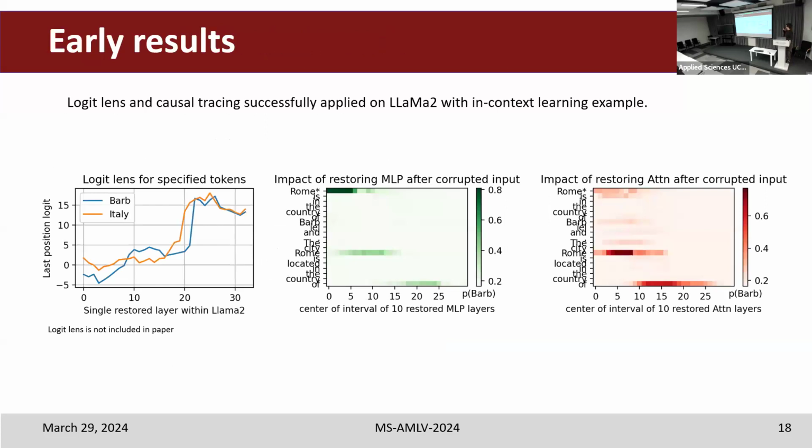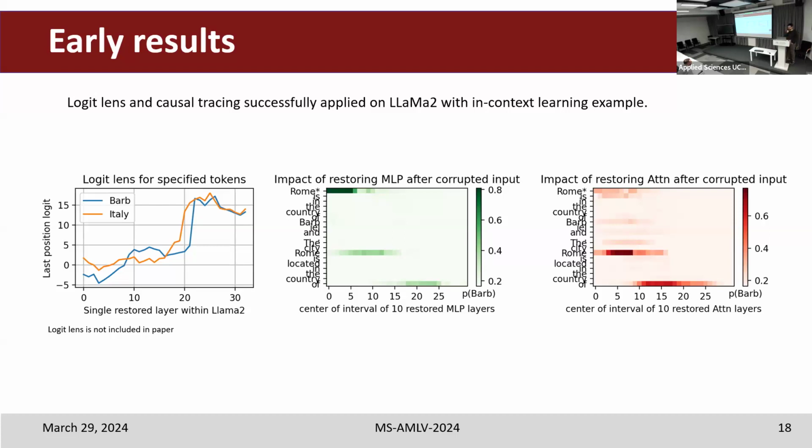This is our early results. We conducted several experiments with in-context learning, where we altered the ROMI location and altered that from Italy to Barbland. We also noised the first ROMI token to break this in-context altering and understand how those tokens are promoted in the model for the generation and understand the important layers.